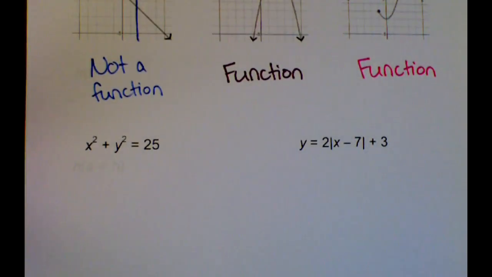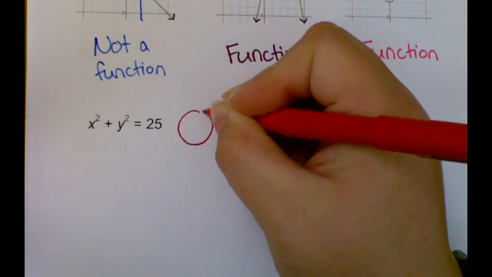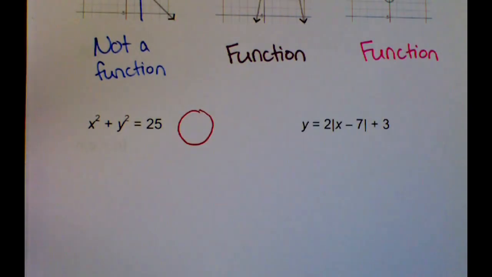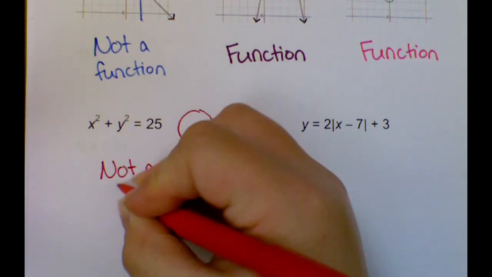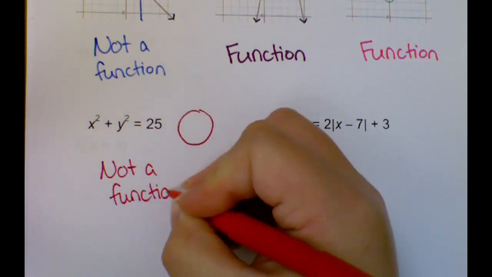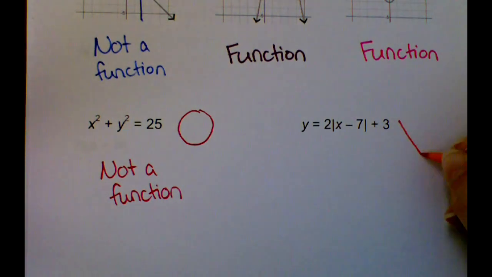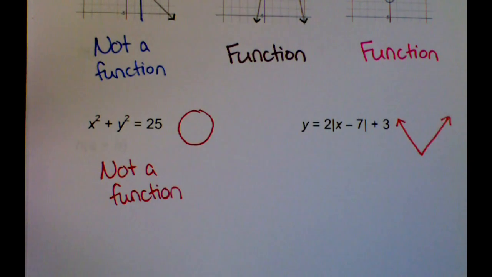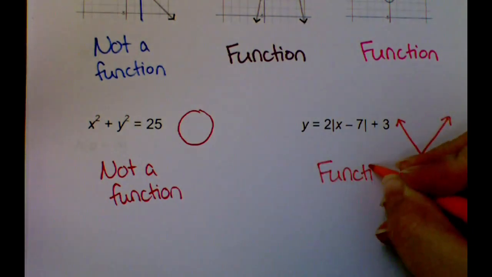Now we're going to look at some equations. And hopefully some of these shapes seem familiar to you. x squared plus y squared equals 25. That is actually a circle centered at the origin with a radius of 5. So the question is, does that pass the vertical line test? Not at all. That is not a function. The next one is an absolute value. The graph of the absolute value of x looks something like a V. Well, that passes the vertical line test everywhere, so that one is indeed a function.